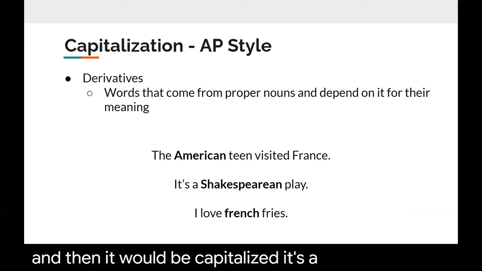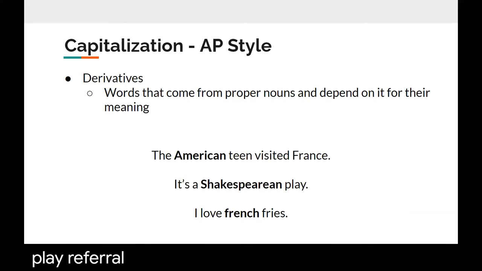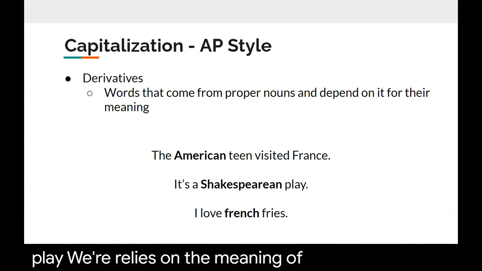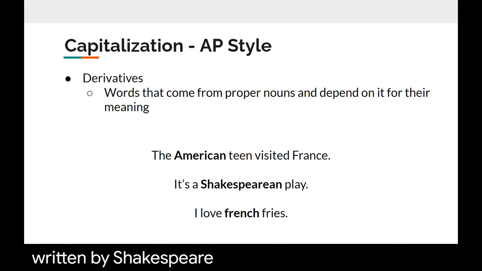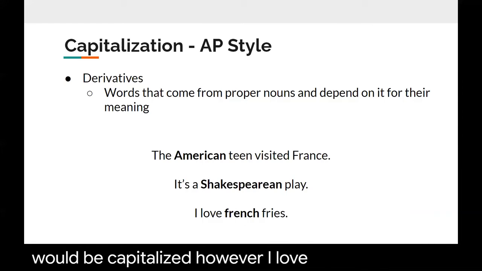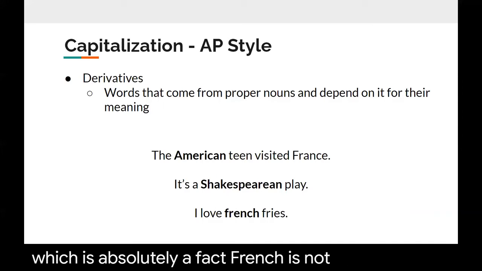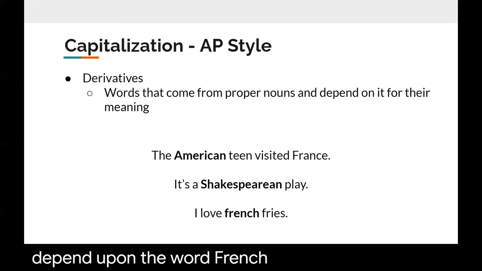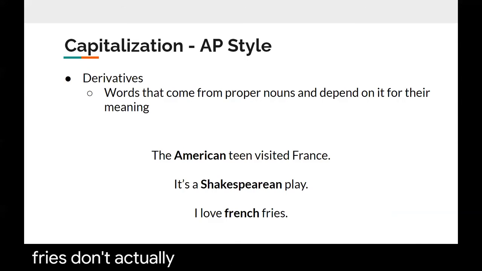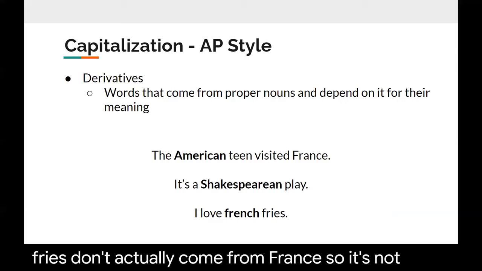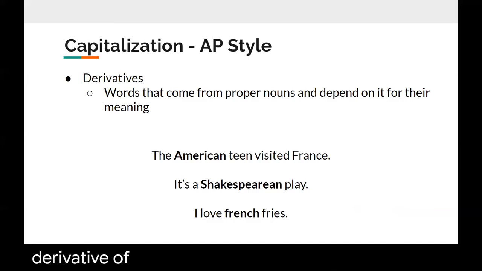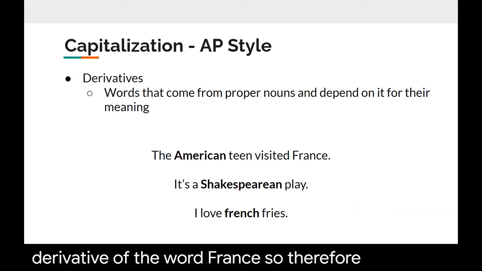It's a Shakespearean play, relies on the meaning of the play being written by Shakespeare, so therefore Shakespearean would be capitalized. However, I love French fries, which is absolutely a fact. We don't depend upon the word French to understand what the word French fries mean. If you don't know, French fries don't actually come from France, so it's not a true derivative of the word France. So therefore, it would be lowercase.